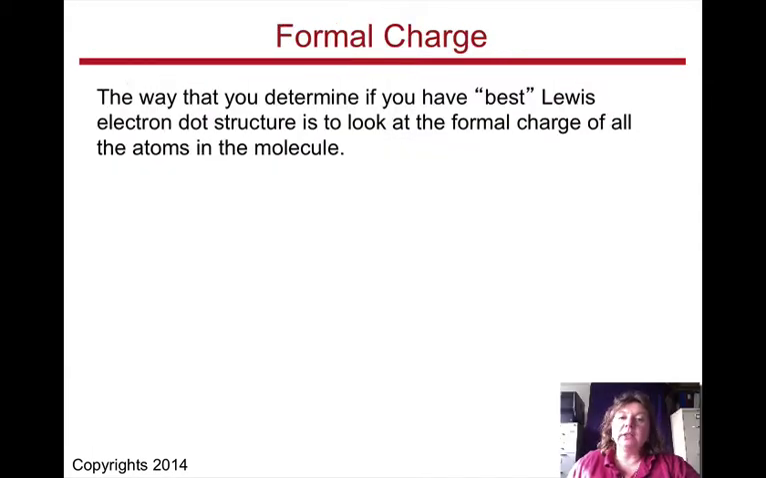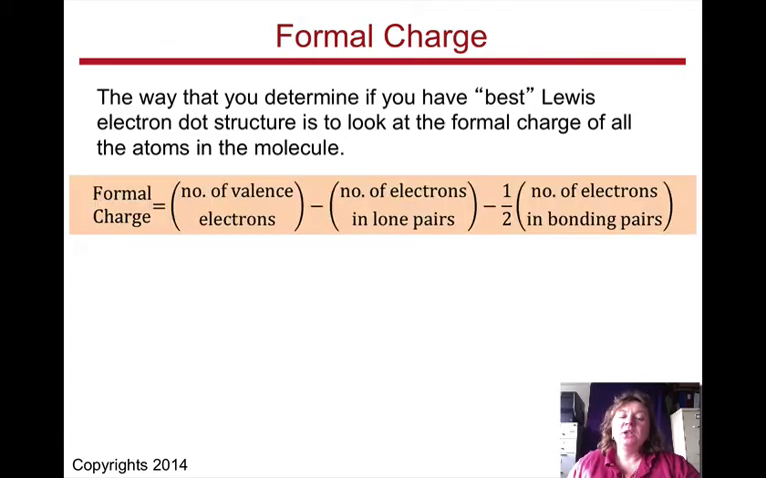All right, let's talk a little bit about the formal charge. We are going to use formal charge to determine if you have the best Lewis dot structure. The formula for figuring out formal charge is: formal charge equals the number of valence electrons minus the number of electrons in lone pairs minus a half the number of electrons in bonding pairs.